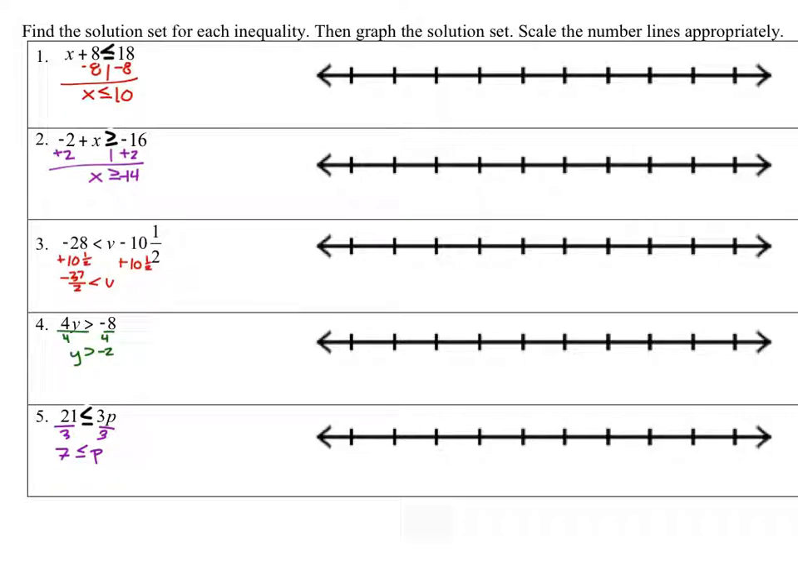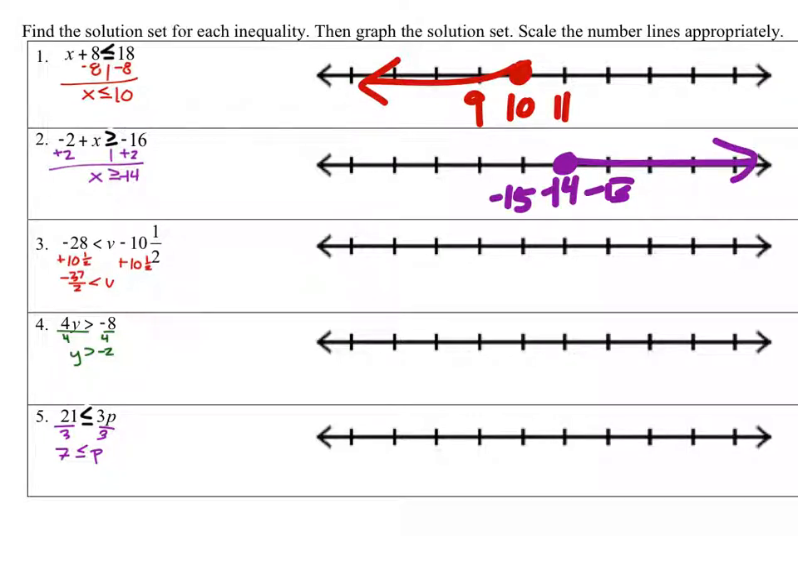Alright, so number 1, we got 10, so 9, 10, and 11, that's all we really need. Open or close the 10? Closed. Going to the left, because it does not eat the x. Number 2, at negative 14, so negative 13, negative 14, negative 15. Open or close at negative 14? Closed. Does it eat the x? Yes, so it goes to the right.